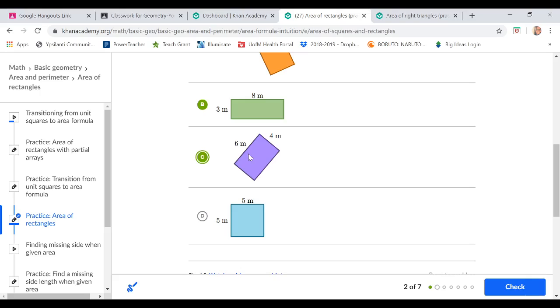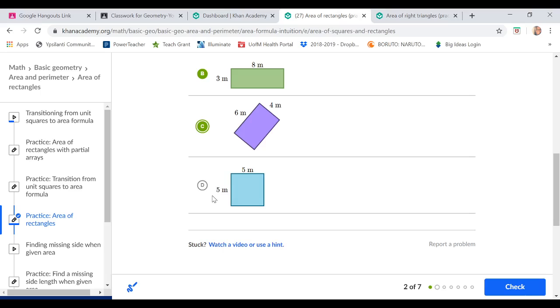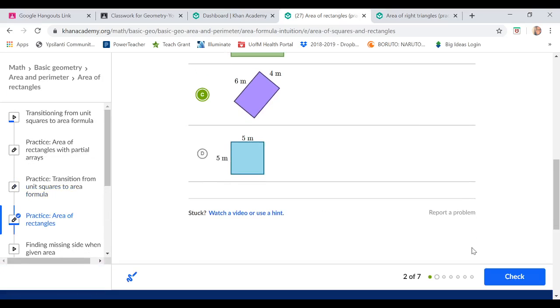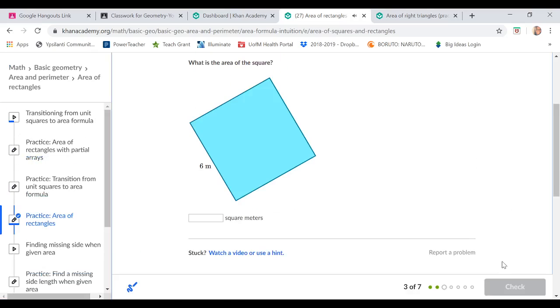This one's a little different because it's tilted, but if you add the squares together, they're going to be kind of broken apart. But if you add all those areas together, it is going to equal 24. These are our two answers because this one doesn't work. 5 times 5 is 25. Close, but not quite. So that's that example.